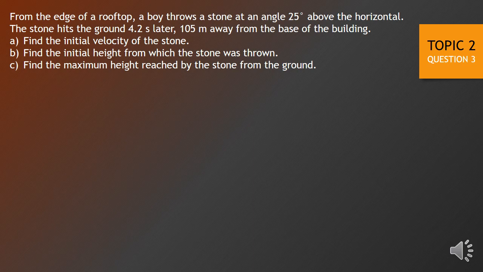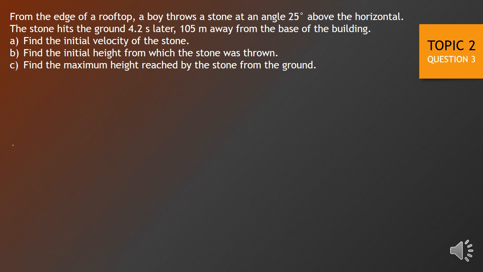From the edge of a rooftop, a boy throws a stone at an angle 25 degrees above the horizontal. The stone hits the ground 4.2 seconds later, 105 meters away from the base of the building. So find the initial velocity of the stone, find the initial height from which the stone was thrown, and find the maximum height reached by the stone from the ground. Okay, let's try to draw what is happening.